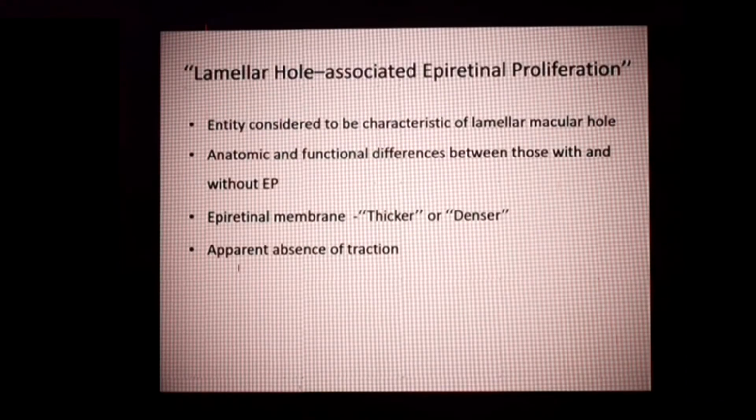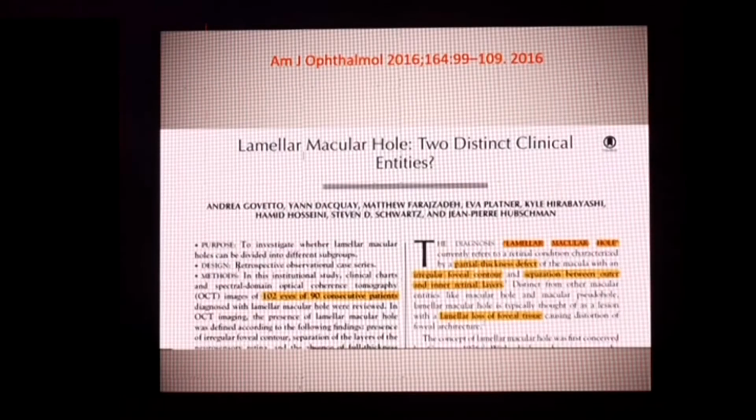So added to this, we have the LHEP, about which so much discussion elapsed, an entity considered to be characteristic of lamellar macular hole, and this entity may define a particular subtype of lamellar macular hole. Work by Andrea Govetto et al., and this is the paper on which my talk is going to be centered, answers many of our doubts in the pathophysiology and therefore also the management of LAMH, and their statements are quite convincing. And this is just 2 years ago.